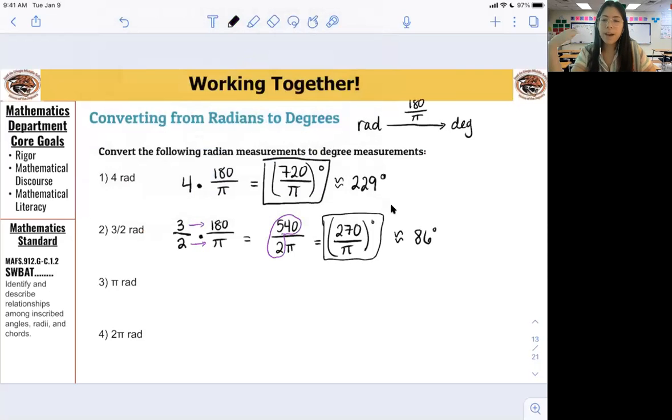Do you guys see the pattern? You just have to remember which direction you're going in. You got to remember the conversion. Once you memorize that little tiny detail, you just plug things in and solve. Now, pi radians. Pi times 180 over pi. What do I get?